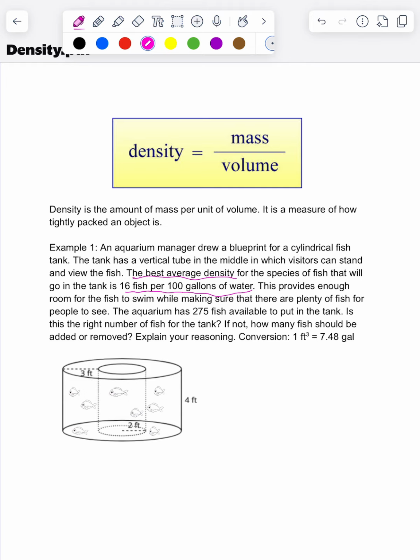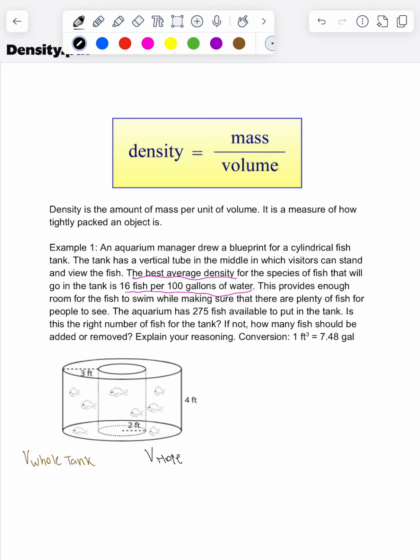In order to figure that out, first of all, we're going to have to find out how much space is in this tank to begin with. When we're talking about how much space is inside something, we're talking about the volume. So we're going to have to find the volume of the whole fish tank, and the volume of the hole in the center. Then once we have the two volumes, we can subtract in order to find what can go in the place where the fish go. So how much water can go where the fish go, because that's the part that can actually hold the fish.